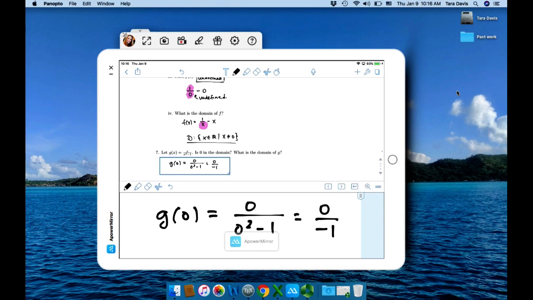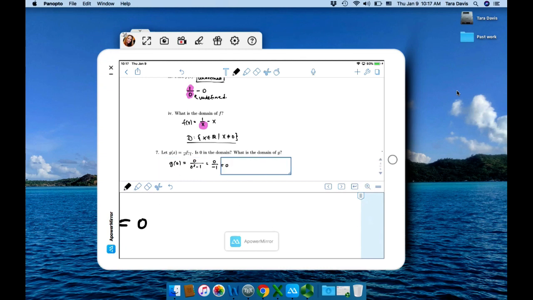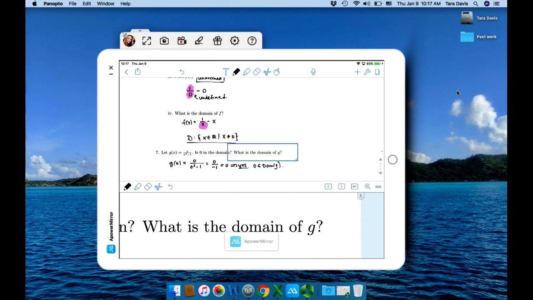Well, that's allowed because 0 is on the numerator, not on the denominator. That's equal to 0. So that means that yes, 0 is in the domain of g. Okay? Now, that's just one point. Also, we want to know what is the entire domain of g. So that means what are all the possible values of x that I can plug in?